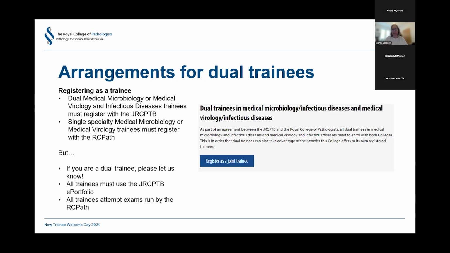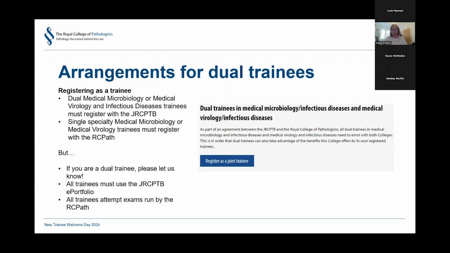But just to be really clear, where we have dual trainees, both our college and the JRCPTB are responsible for your training. So we essentially monitor the microbiology or virology side of things, and they essentially monitor infectious diseases, tropical medicine, that type of thing. So if you're a dual trainee, please let us know. There is a section on the college website, you'll see here, where you can click on this little button and you can just fill in a little website form.